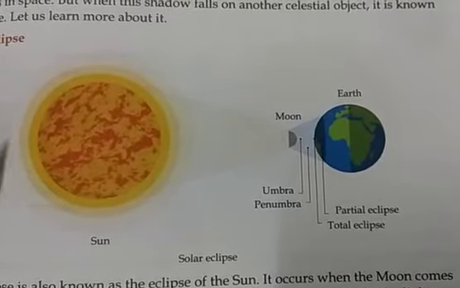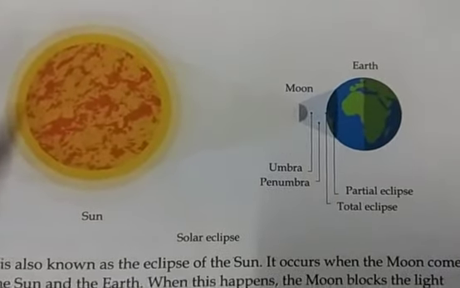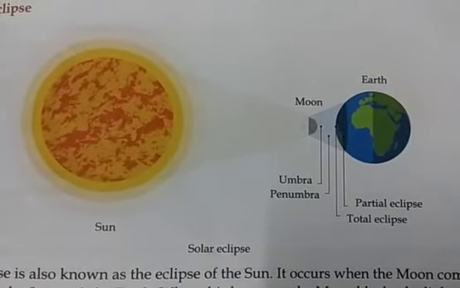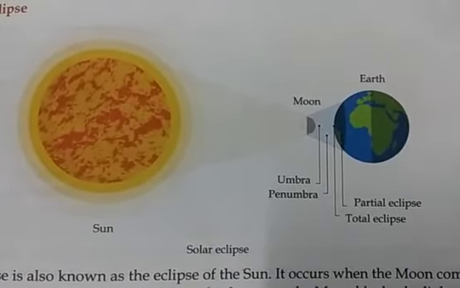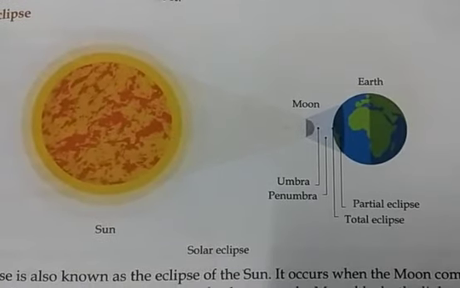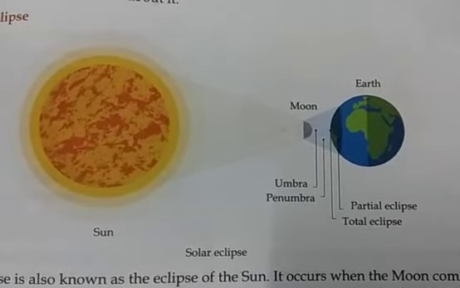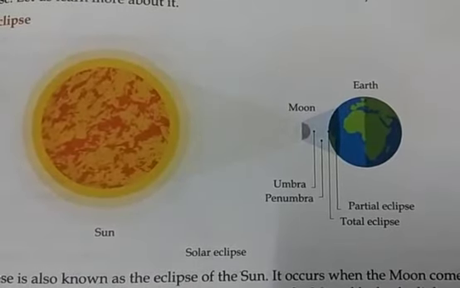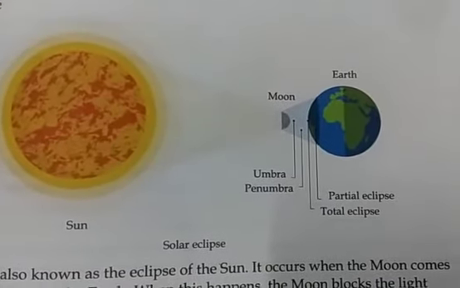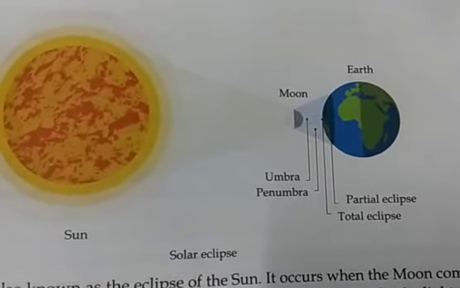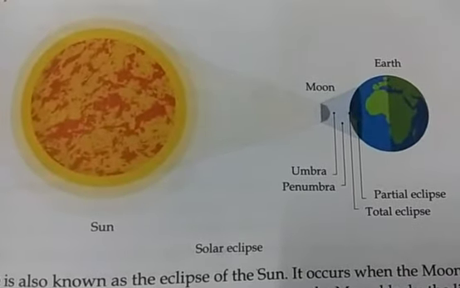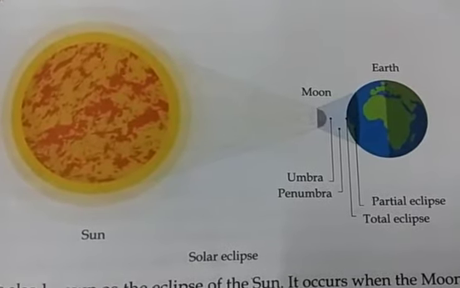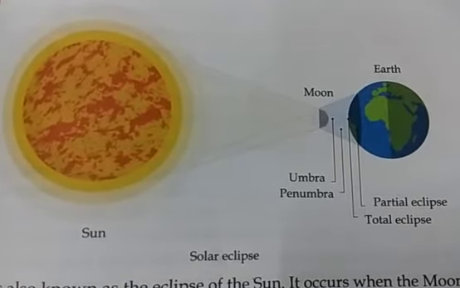Now you know what is shadow, right? When an opaque body blocks the light of the sun or any other light, shadow is formed. In the same way, there is sun, and there are so many celestial bodies in the space, that is planets, and there is moon. When the shadow of the earth falls on the moon, when the earth blocks the light of the sun, this is known as the eclipse.